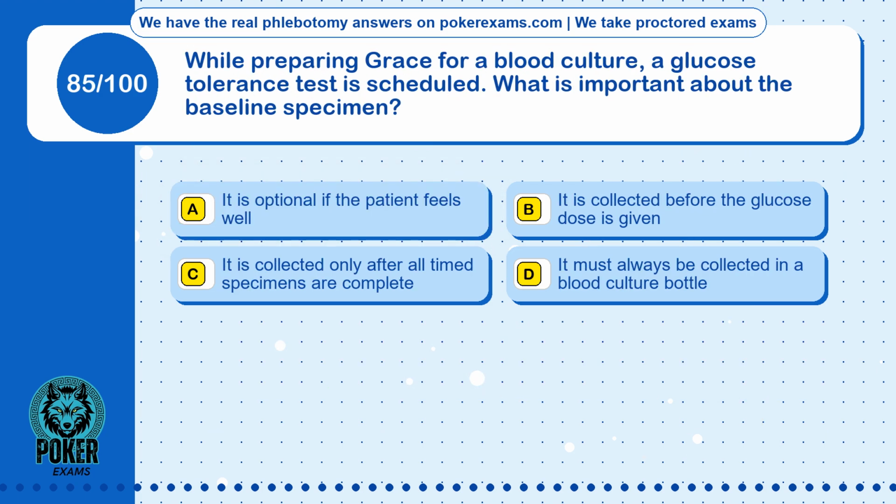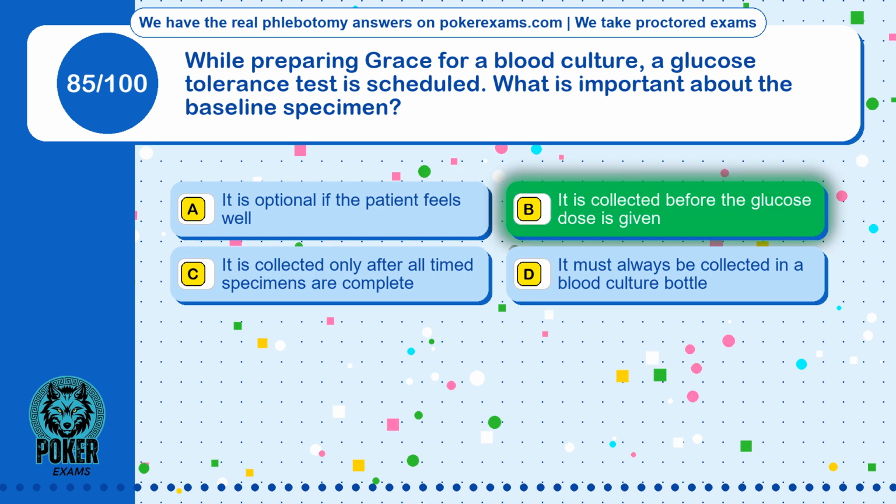Question 85. While preparing Grace for a blood culture, a glucose tolerance test is scheduled. What is important about the baseline specimen? Option A. It is optional if the patient feels well. Option B. It is collected before the glucose dose is given. Option C. It is collected only after all timed specimens are complete. Option D. It must always be collected in a blood culture bottle.